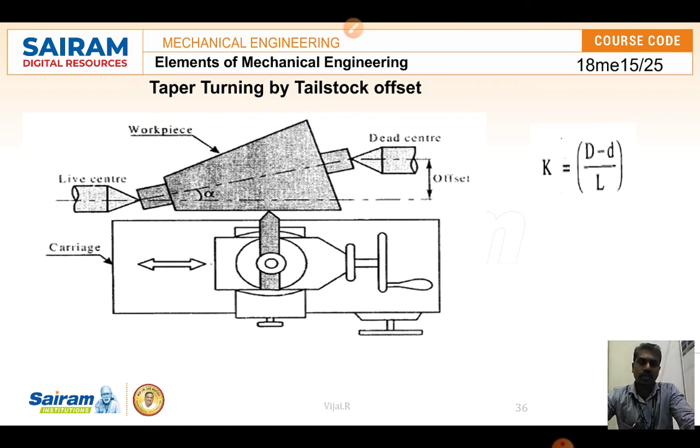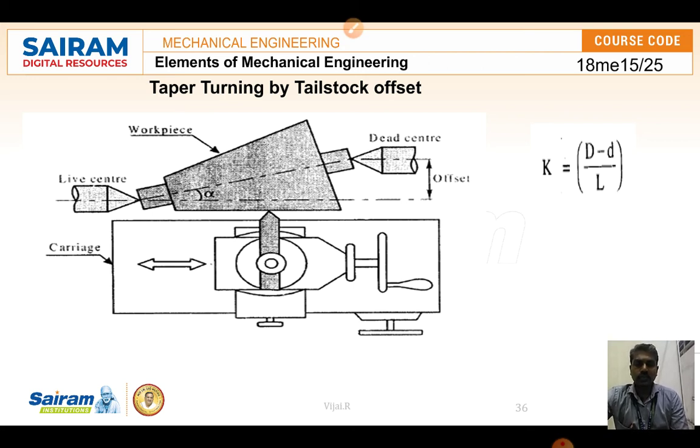And the second one is taper turning by using tailstock offset. This is another method where we are not going to swivel the compound rest, but instead we are going to shift the dead center for some distance. Live center and dead center are the two centers which support the lengthier workpiece, we know, right? So when the component is supported in between these two centers, we can shift the tailstock center for some distance according to the angle required.